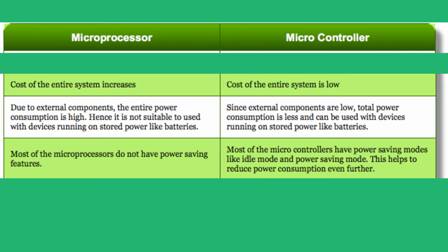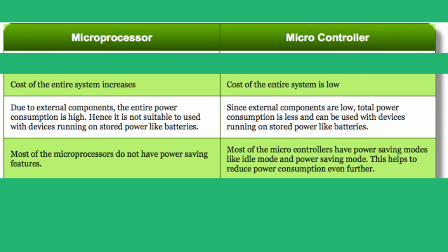Now in a microprocessor, due to external components, the entire power consumption is high because we are adding more and more external components to it, like input output devices and memory units as well, right? So the overall power consumption is quite high in case of a microprocessor. Hence it is not suitable to use with devices running on stored power like batteries, such as automobiles, remote control things and toys as well. In a microcontroller, since external components are low, total power consumption is less as well, and hence we can use it with devices running on stored power like batteries.